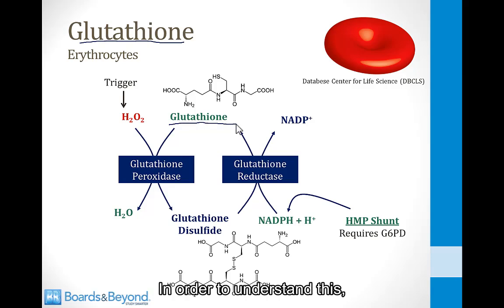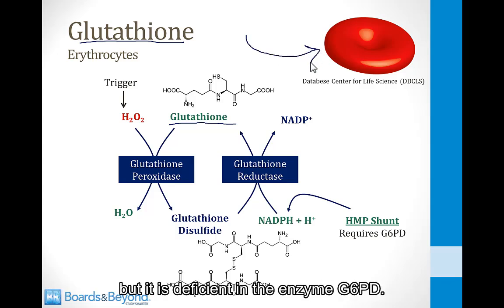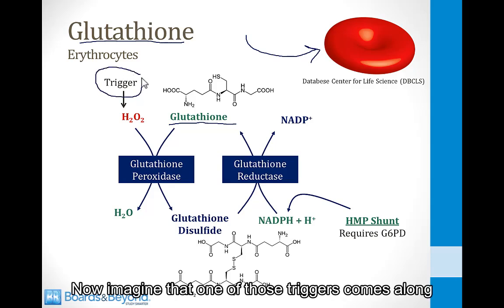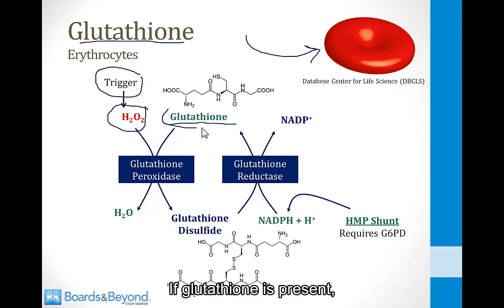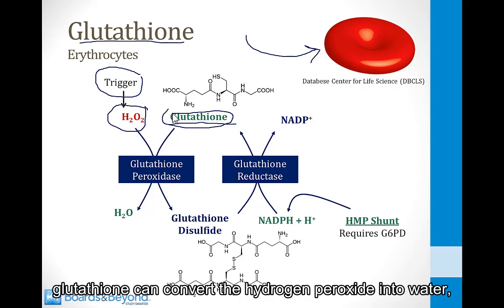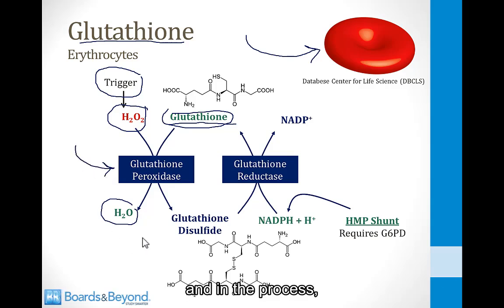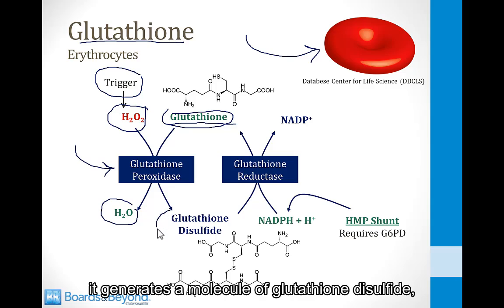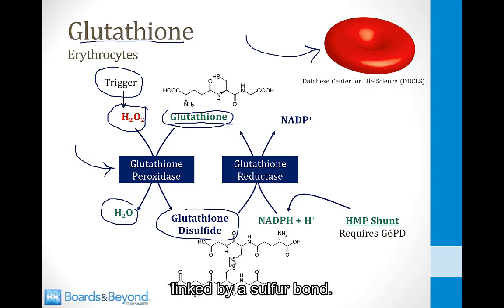oxidative damage. In order to understand this, I want you to imagine that we have a healthy red blood cell, but it is deficient in the enzyme G6PD. Now imagine that one of those triggers comes along and generates some hydrogen peroxide in the red cell. If glutathione is present, glutathione can convert the hydrogen peroxide into water, which is harmless. It does this through the enzyme glutathione peroxidase, and in the process, it generates a molecule of glutathione disulfide, which is basically two glutathione molecules linked by a sulfur bond. That's why it's called disulfide.